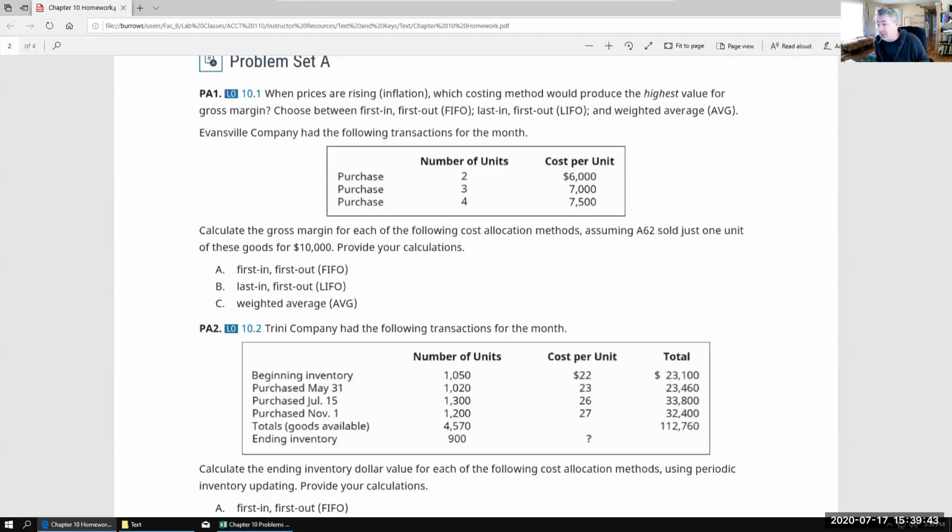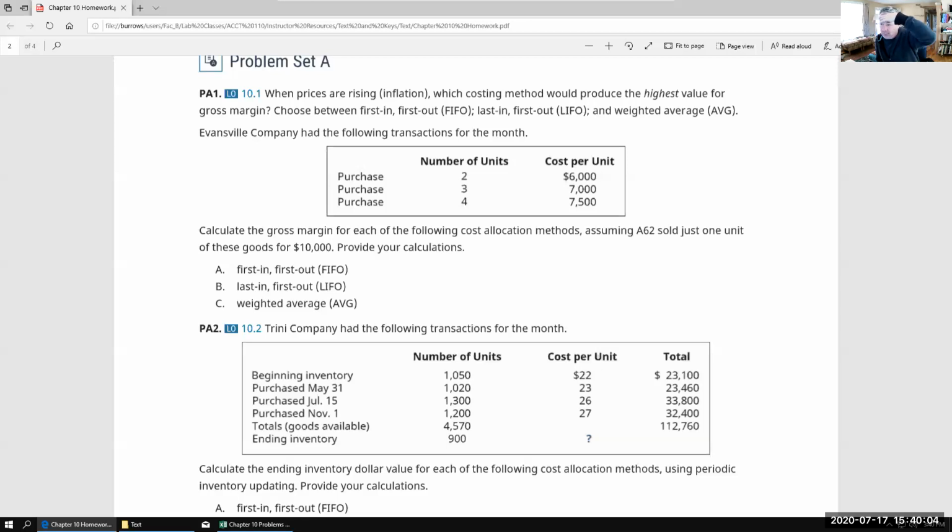The first one we look at is problem set A, problem 1. The math here is really not that complicated. What is important is which numbers to use and knowing how you're costing that out. In this first one, we have 3 different transactions, right?